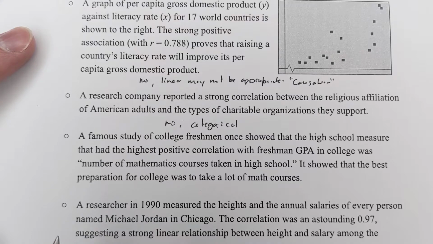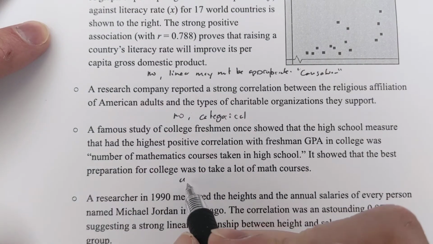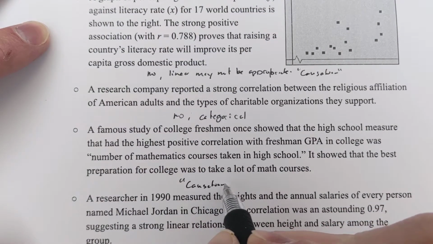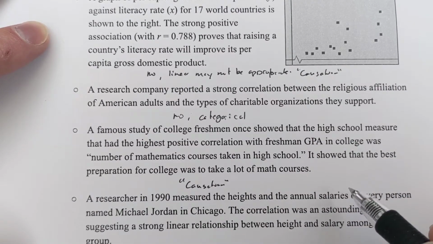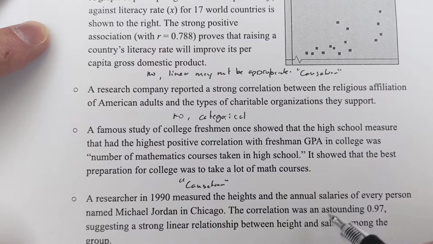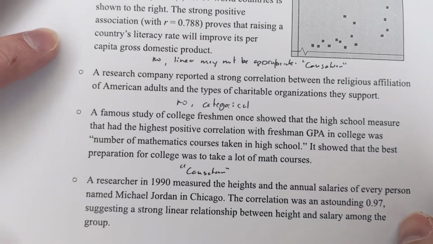It showed the best preparation for college was to take lots of math courses. So once again, our issue is causation. Taking a lot of math courses will not cause you to do better in college. They're probably both responding to some other third thing, like the amount of time spent studying or something like that.